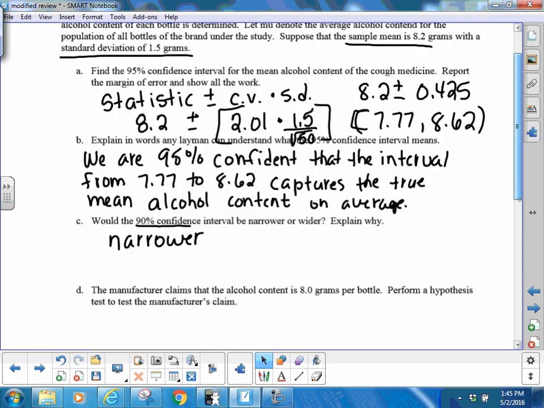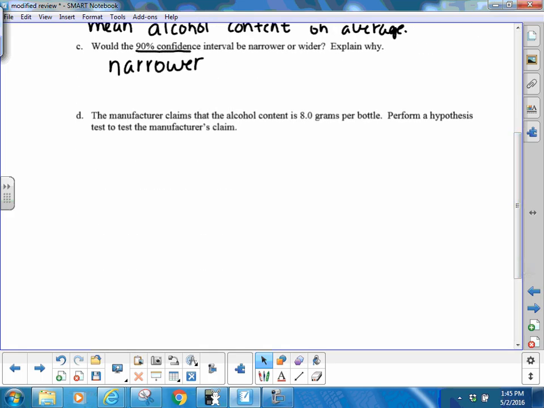Okay, so now D says the manufacturer claims that the content is 8 grams per bottle. Let's test that. That sounds like a test to me, so we're going to run through state, plan, do, conclude for a t-test. So state. What do you need under the state for a test? Need H0 and Ha?